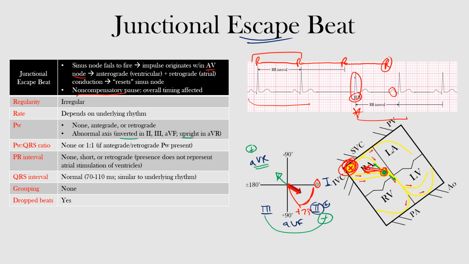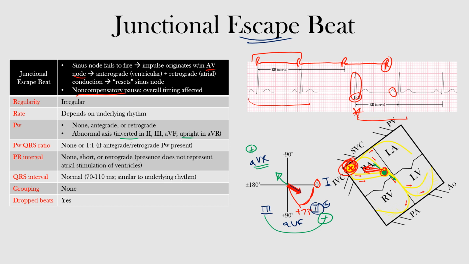The underlying rate depends on whatever the rhythm was. Now, in terms of the P waves, we said either the P waves could be buried in the QRS complex, in which case we wouldn't see one. They could come before or after, depending on which got depolarized first, the atria or ventricles. We'll have an abnormal axis if we can see the P waves, where they would be inverted in our inferior leads, 2, 3, and aVF, and upright in lead aVR. We will either say no P to QRS ratio if there are no P waves present, or there could be a 1-to-1 ratio, in which case we would have the antegrade or retrograde P wave present.